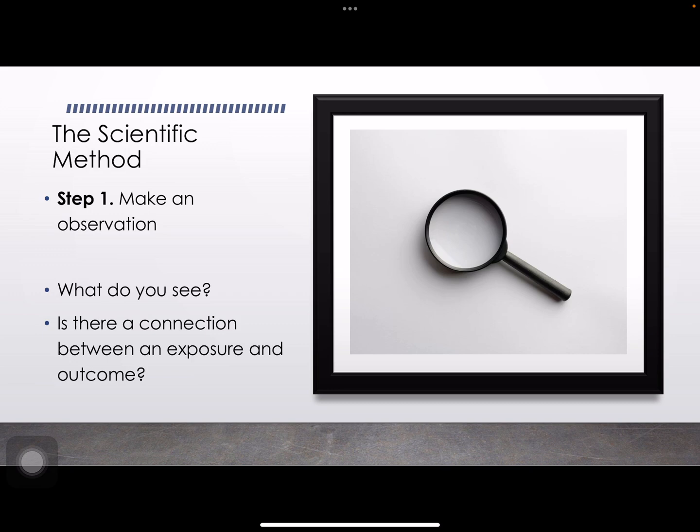The first step of the scientific method is the basic foundation of all research. It begins when you make an observation. For example, if you notice that people who spend a lot of time in the sun seem to have skin cancer more frequently, you can use that observation to begin a study.